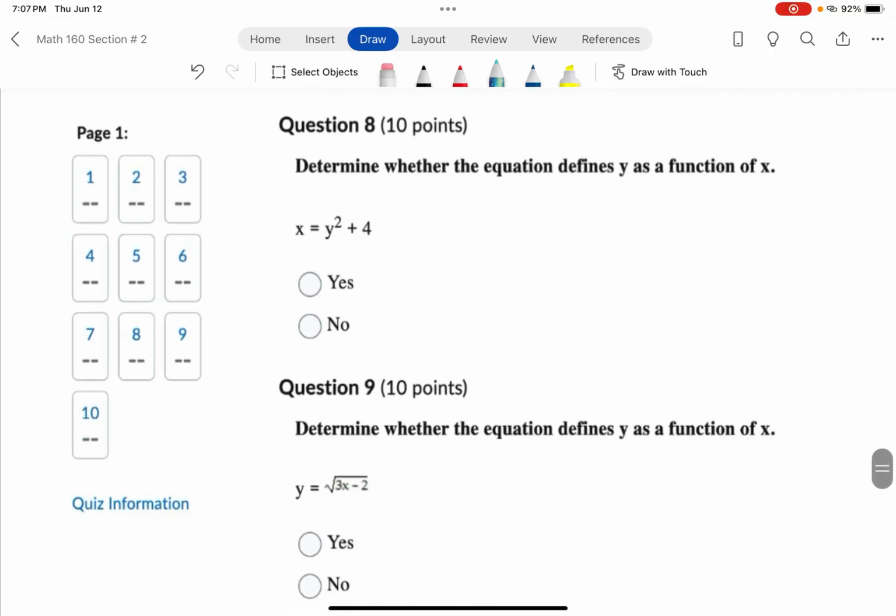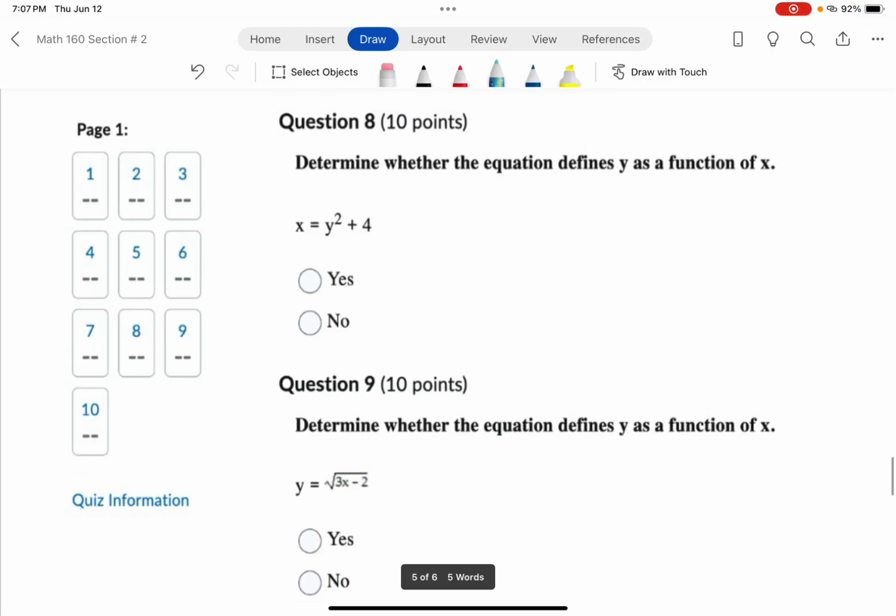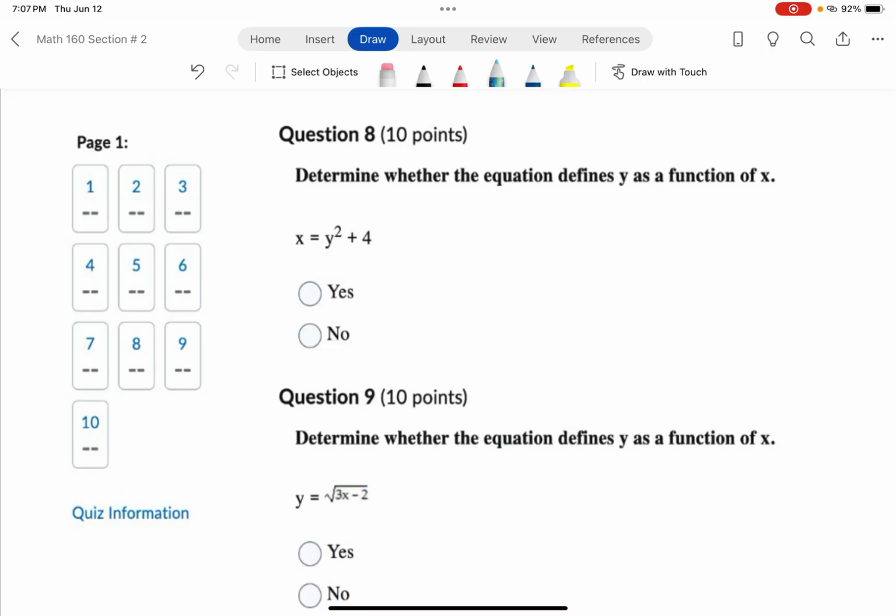Let me continue here. Question number 8. It says, determine whether the equation defines y as a function of x. This is the same kind of equation we did at the beginning, but here is something different, because here you first have to solve for y to be able to say that y is a function of x. For every number you plug in for x, it gives you only one result for y. So first you need to solve for y. Let me solve for y and you will see this is not difficult.